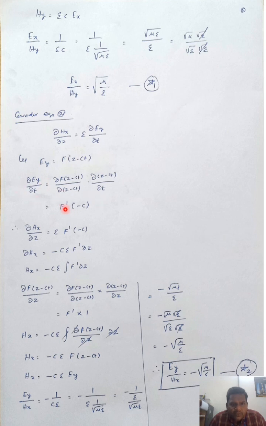dou Ey by dou t value in the above equation leads to this particular equation: dou Hx by dou z is equal to epsilon f prime of minus c. Multiplying all these leads to this equation. I want to remove this differentiation by means of integration. So taking integration on both sides, differentiation and integration get cancelled on the left hand side. On the right hand side, this integration is getting added in the equation.